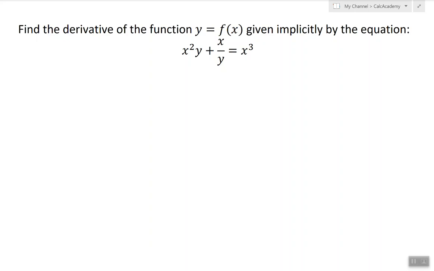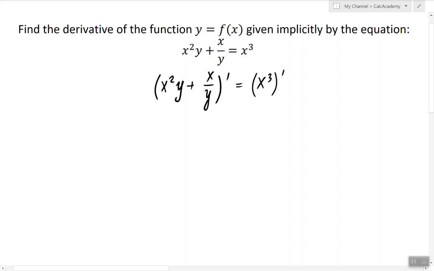In this video, I will show how to find the derivative of a function given implicitly. So here's an equation that creates a relation, and on some interval, this relation defines a function of x for y. So to differentiate it implicitly, we literally take the derivative of both sides, and then we follow the rules of differentiation.